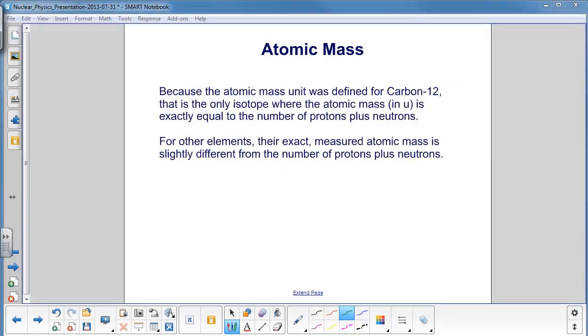Because the atomic mass unit was defined for carbon-12, remember carbon-12 has 6 protons and 6 neutrons, so we said its atomic mass in atomic mass units is exactly 12. That's the only isotope where the atomic mass is exactly equal to the number of protons plus neutrons. For other elements, their exact measured atomic mass is slightly different from the number of protons plus neutrons.